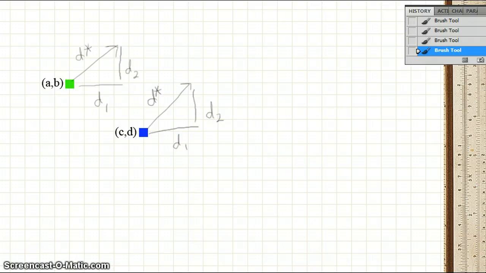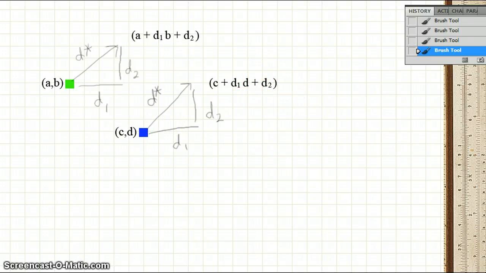So now this gives us a new equation for our new points that we translated them to. Our new point for AB is now A plus D1, B plus D2, and CD is now C plus D1, D plus D2.